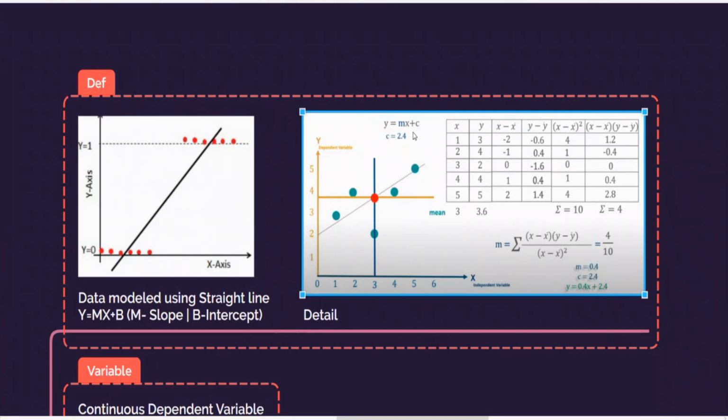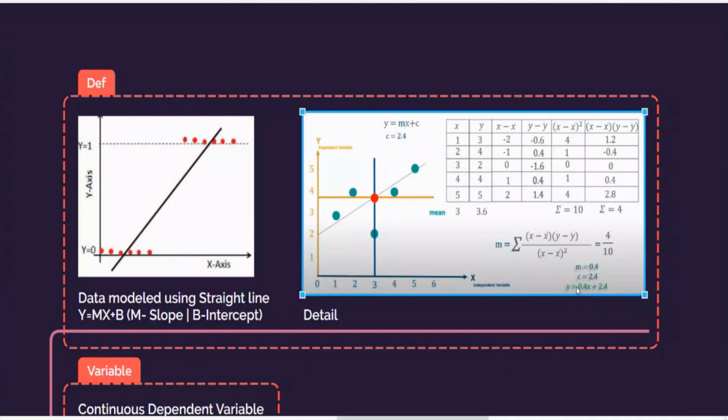Here c is the constant, so the constant equals 2.4 we are taking. To find m, this is the formula: the sum of (x minus x mean) into (y minus y mean), divided by the sum of (x minus x mean) the whole squared. We have found the sum values, so 4 by 10 gives 0.4. So m is equal to 0.4. If I apply it in my formula, y equals 0.4x plus 2.4.